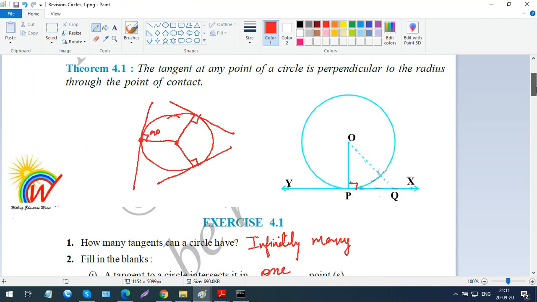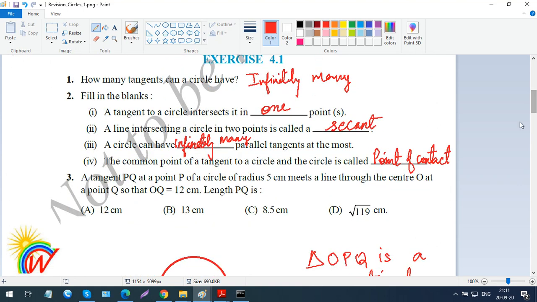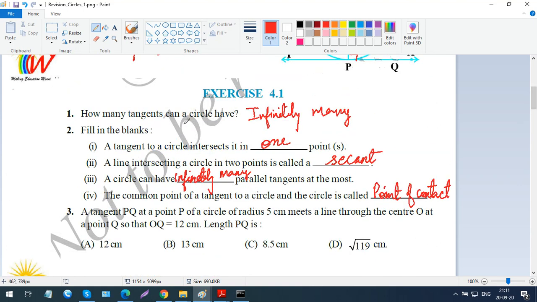Now let's revise exercise 4.1 quickly. How many tangents can a circle have? You can have many tangents, right? You have a circle, you can keep on drawing so many tangents. You can't even count how many tangents you can draw. So you have infinitely many.